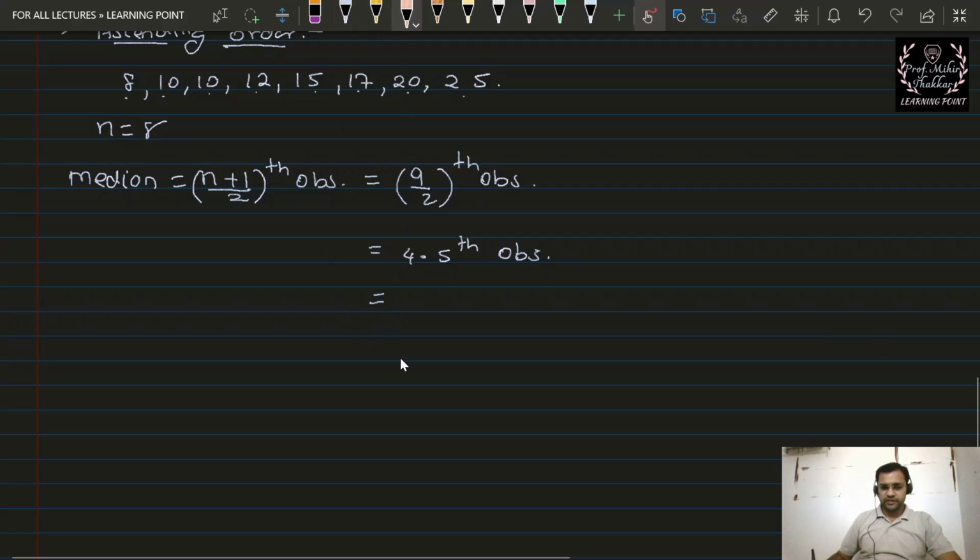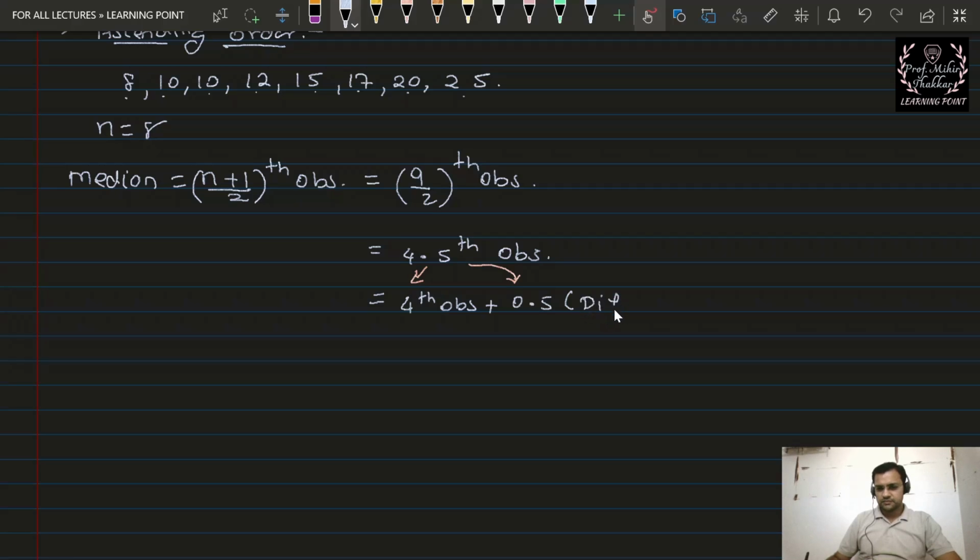Just understand very carefully. This is broken into 2 parts like this. I take the 4th observation, whatever it is in the ascending order directly, plus 0.5 multiplied by the difference between the 5th and the 4th observation.